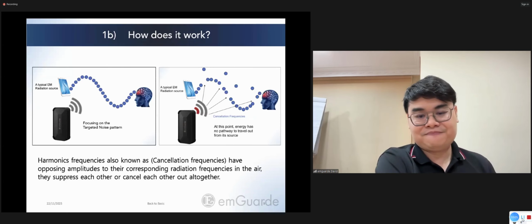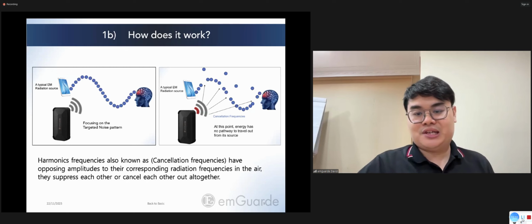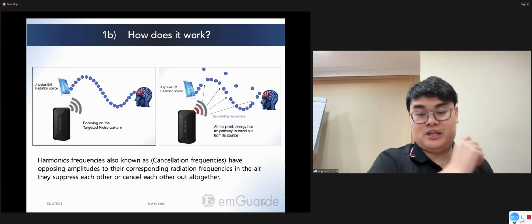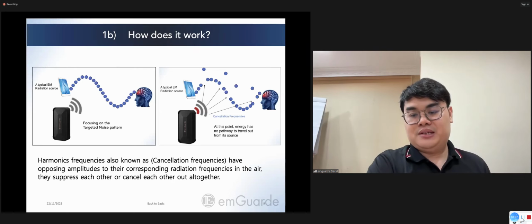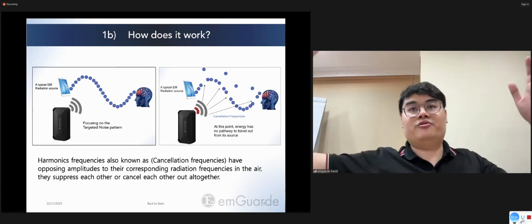Okay, next. All right, so this is again a summary to show you the first and second so that you can see the comparison. The harmonics frequencies, also known as cancellation frequencies, have opposing amplitude to their corresponding radiation frequencies in the air, and thus they suppress each other or cancel each other out altogether. So this is a bit of physics. When they send out opposing frequency patterns, this is how they distort or deconstruct the radiation frequencies from all the electronic appliances, or from anywhere.